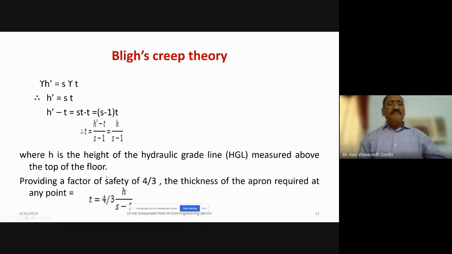Of course, by providing a factor of safety of 4/3, the thickness of the apron at any required point would be T equal to 4/3 into h by S minus 1. So to get the thickness of the apron at any point, we make use of this equation, 4/3 into h by S minus 1.